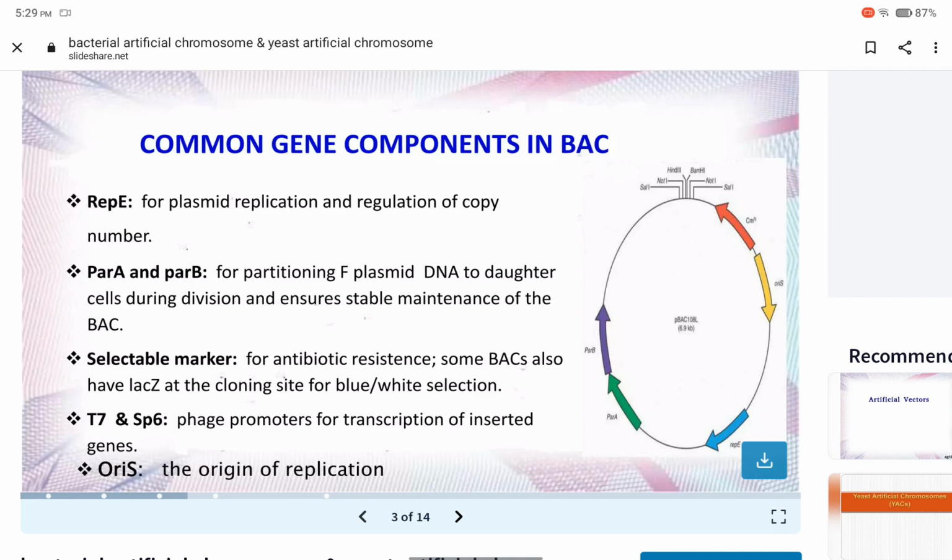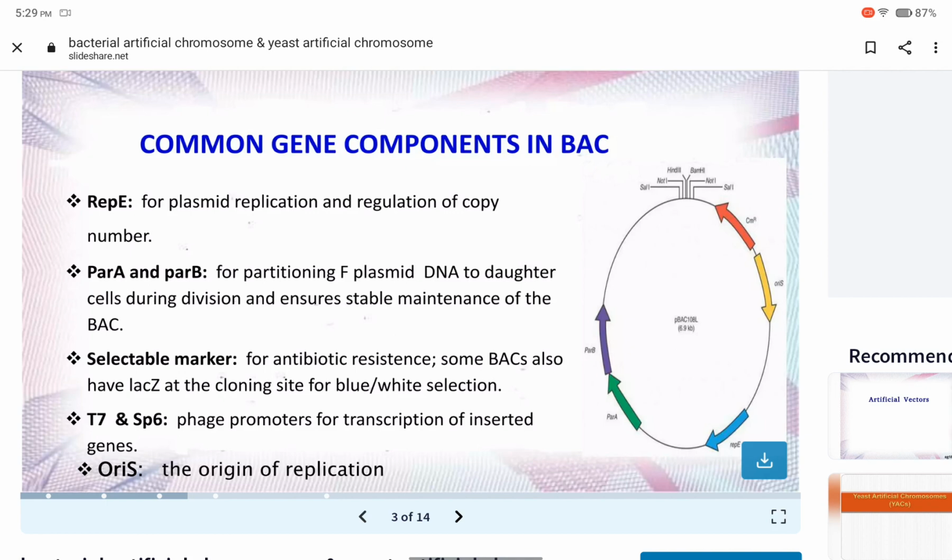Now we have selectable markers. These are the selectable markers which help us in finding out whether the cell gets transformed. It means it gets the plasmid with the gene of interest, or it does not get the plasmid with the gene of interest. So it has selectable markers like antibiotic resistance and lacZ at a cloning site for blue-white selection, which helps us in determining whether the cell is transformed or not with a recombinant DNA.